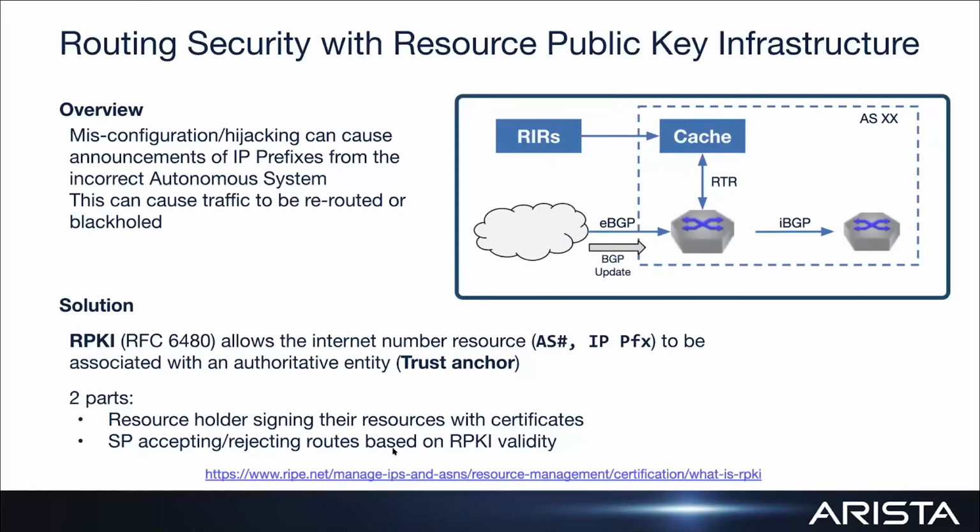So RPKI actually consists of two parts. First of all, the resource holder signing their resources with certificates via the RIRs, and service providers acting on RPKI validity, accepting, rejecting the routes, or manipulating the route state. Next slide, please.